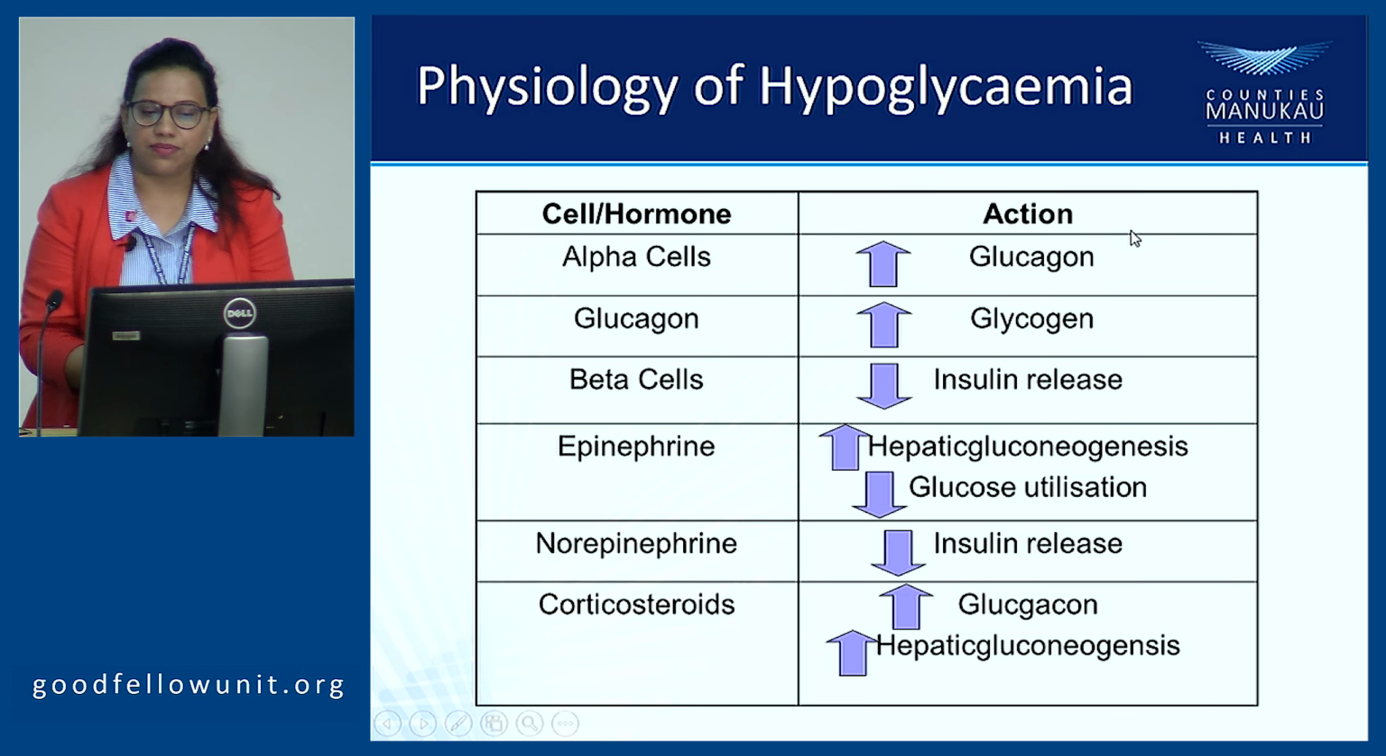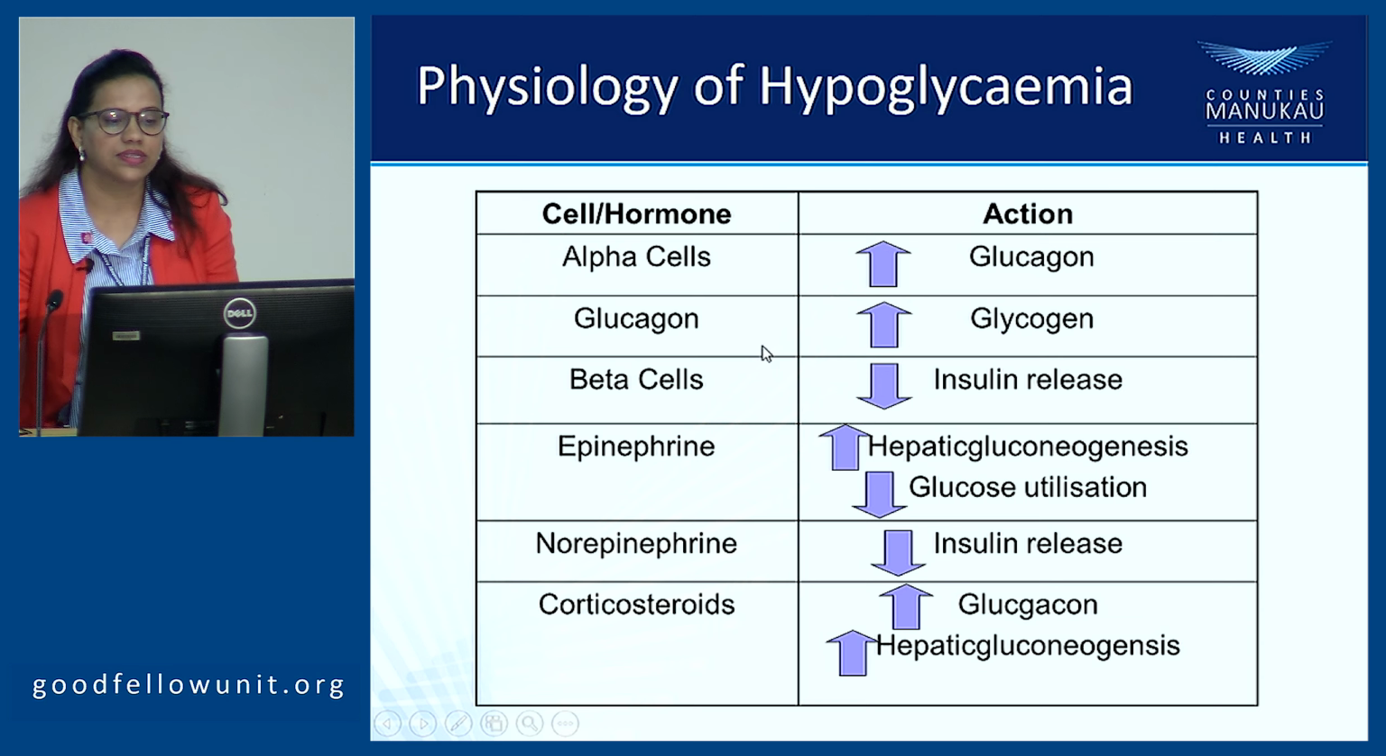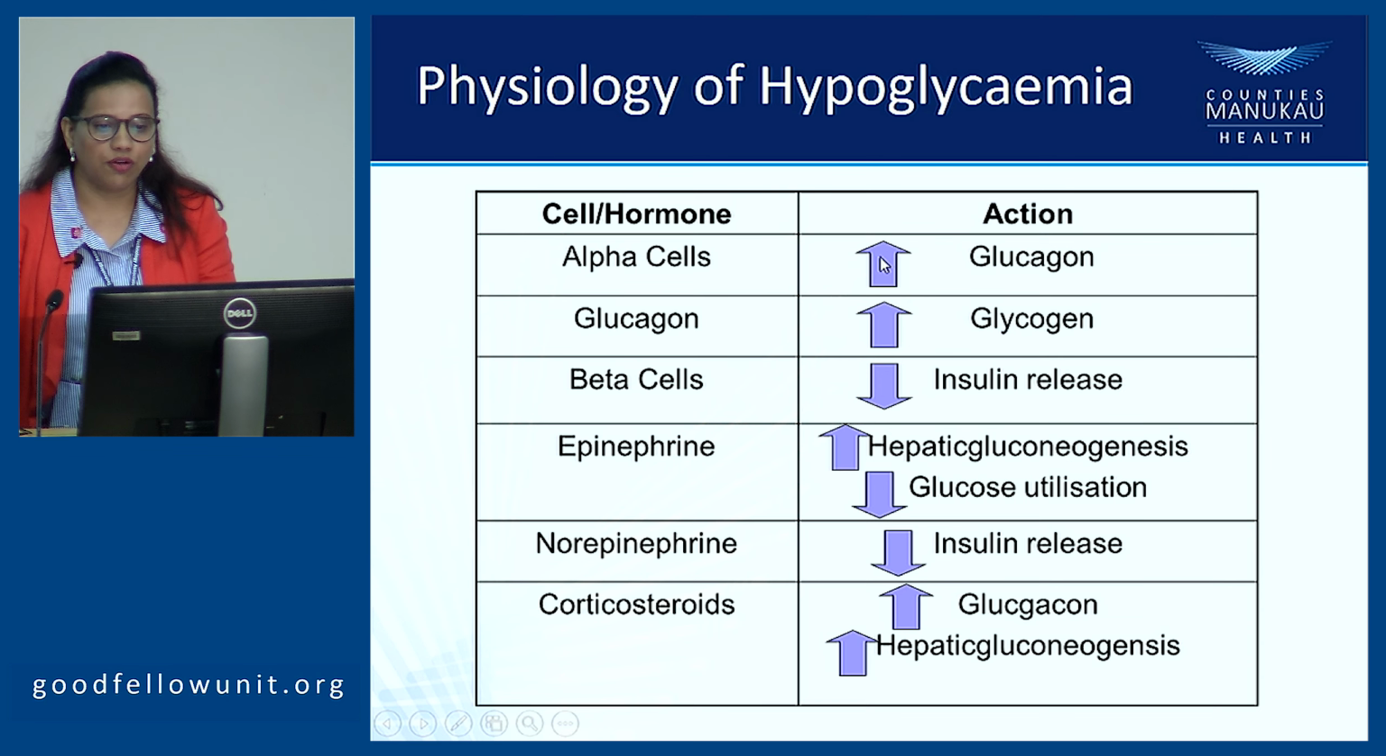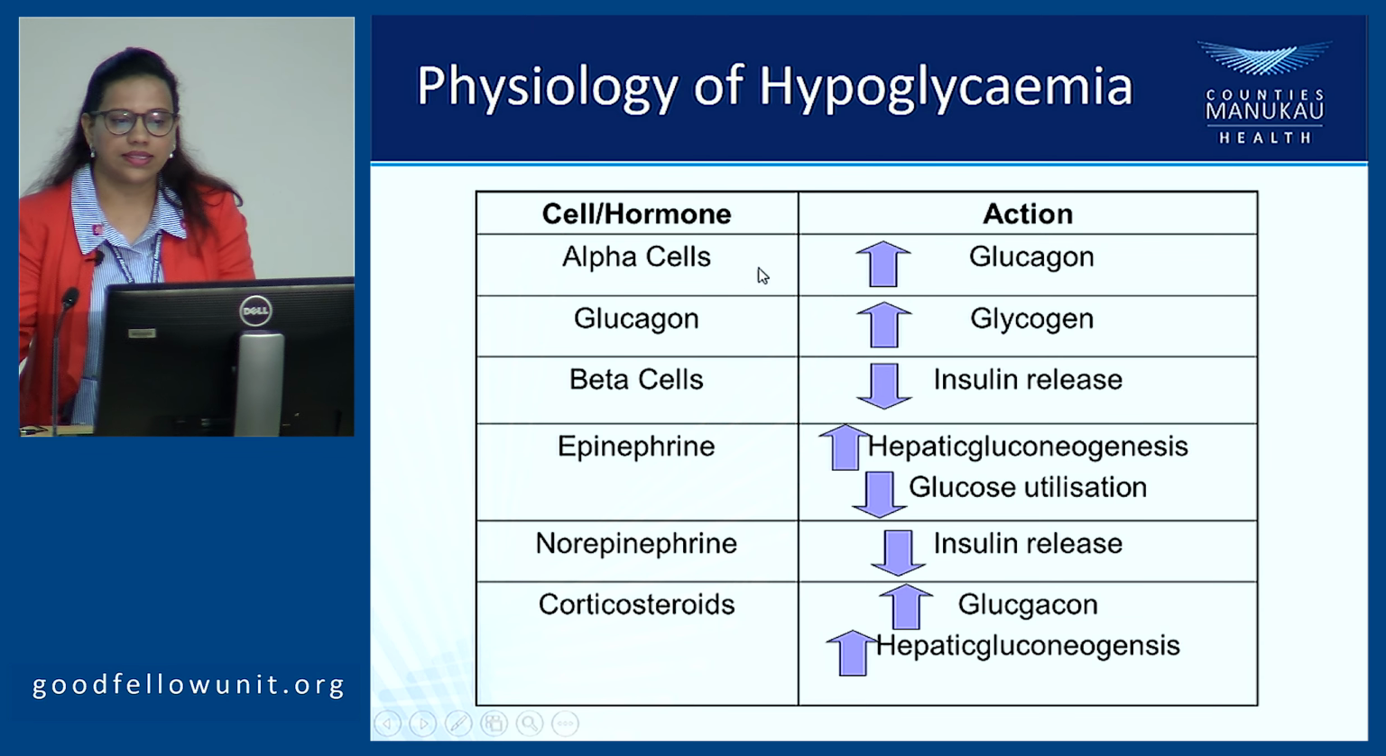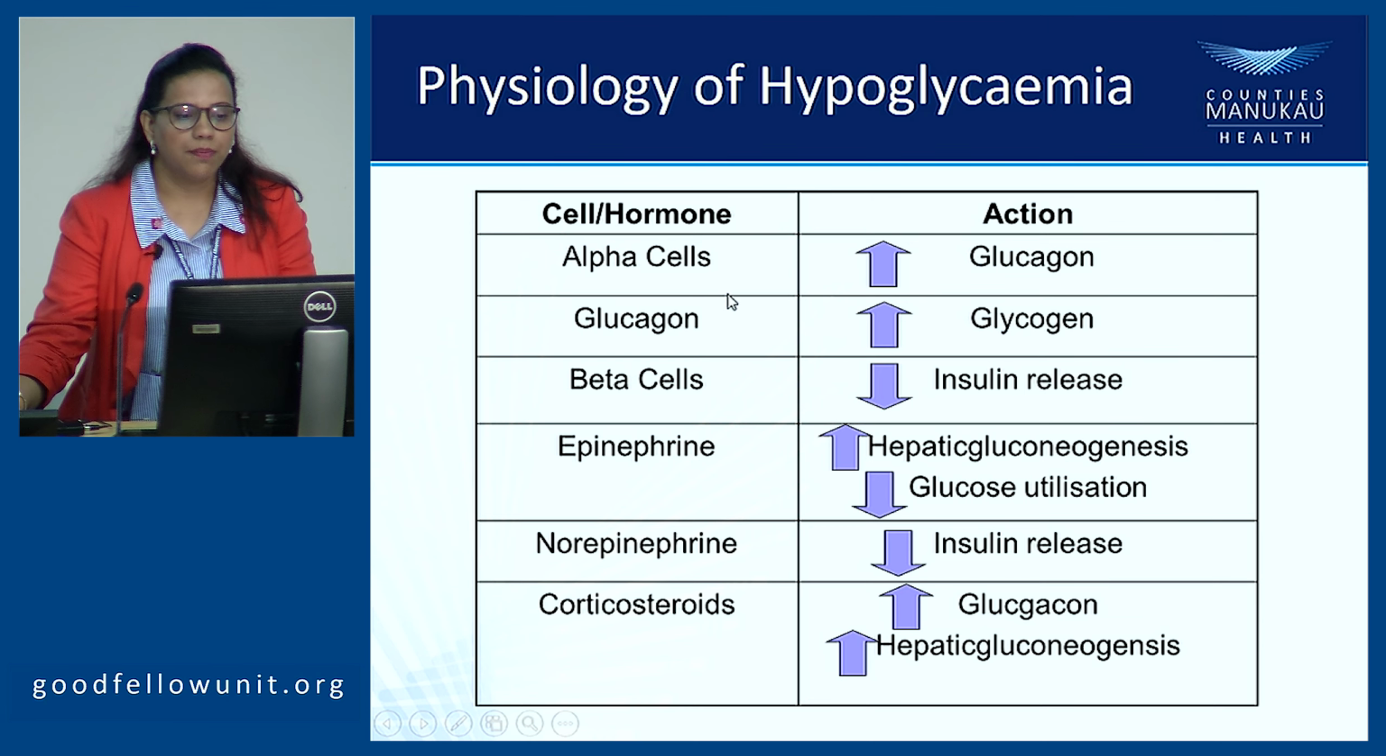The physiology of hypoglycemia includes that when the blood glucose levels go below 4, then alpha cells come into action. Beta cells do not release any more insulin, whereas contra-regulatory hormones come into action, which enhances glucose production by hepatic gluconeogenesis.